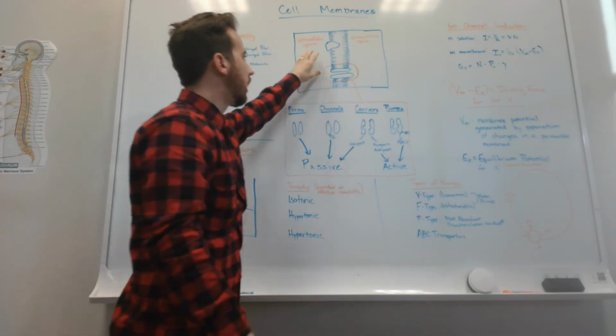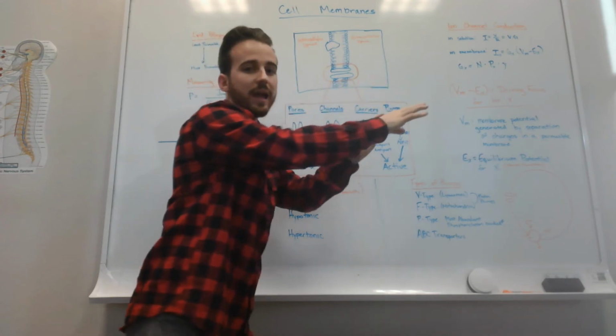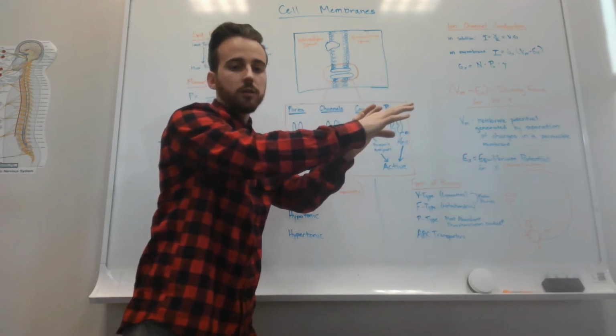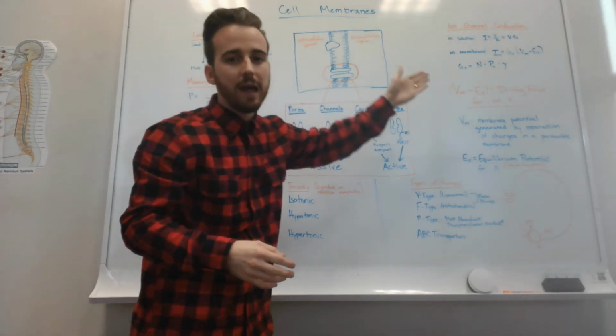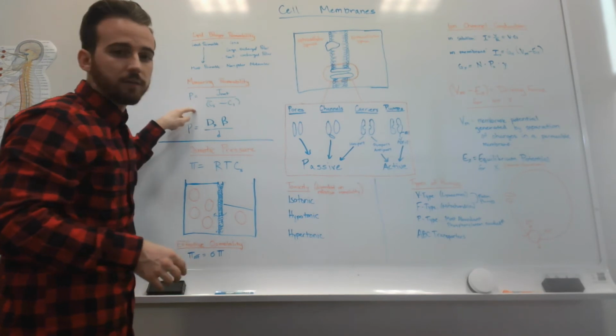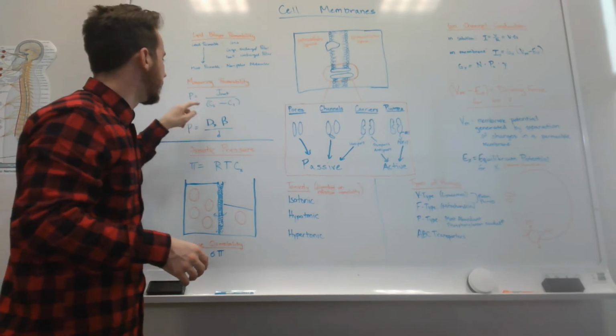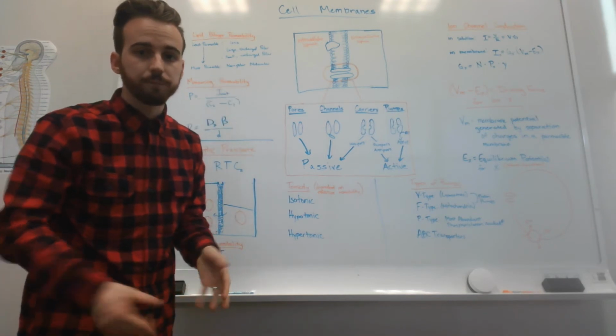If you are able to observe that the molecule is moving more towards the extracellular space, then you would say that the net flux is in that direction. So you take the net flux and you divide that by the difference in the concentration of the molecule, and that will give you the permeability of the membrane to that specific molecule.